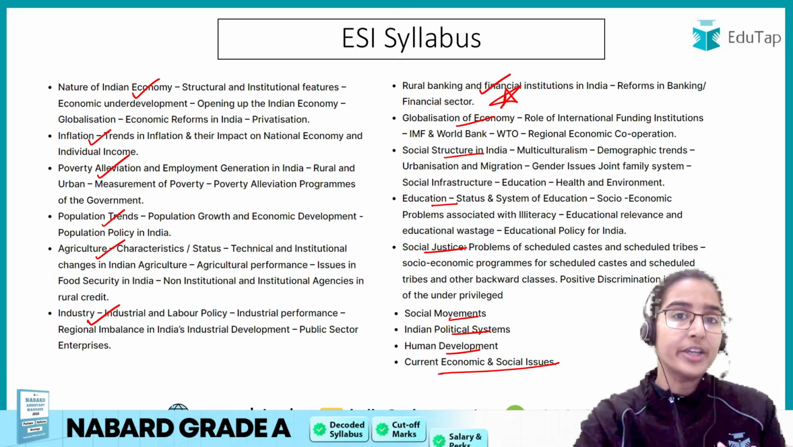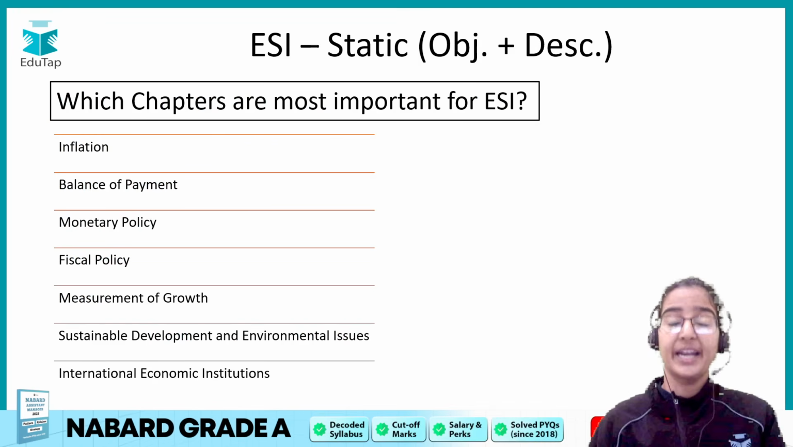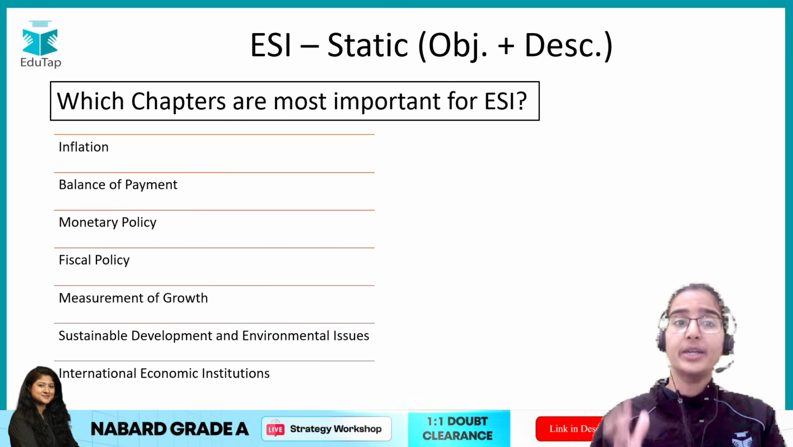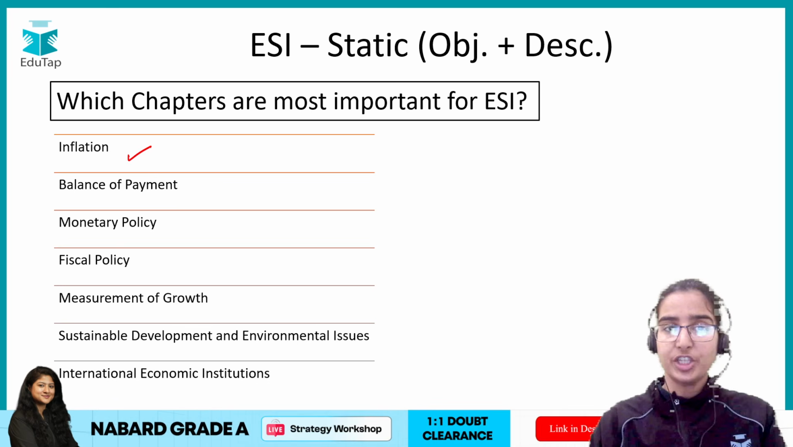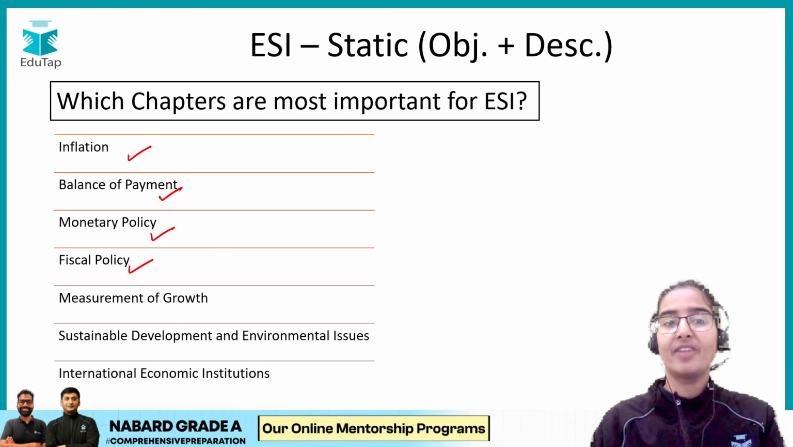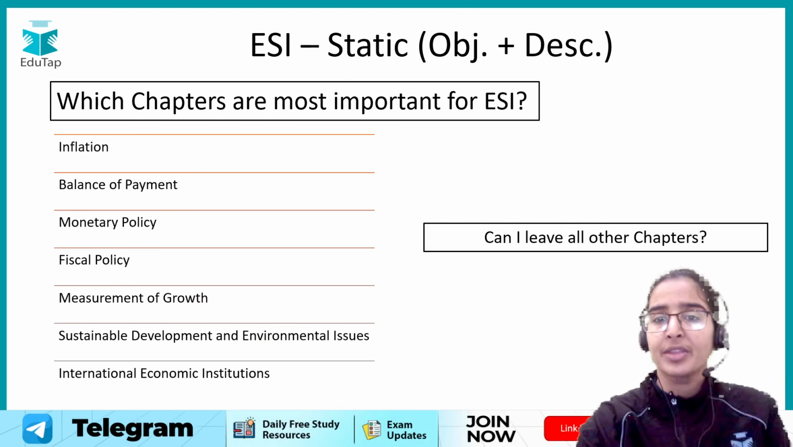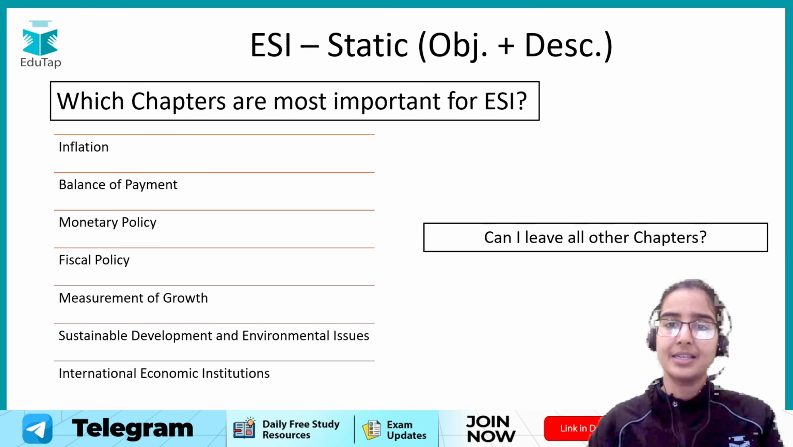Now, students, the question arises: can we rely on the most important chapters? And if so, what are those most important chapters for the ESI? The most important chapters are listed here. It includes inflation, balance of payment, monetary policy, fiscal policy, measurement of growth, sustainable development and environmental issues, and international economic institutions. Now, the question arises, can I leave all other chapters? My answer is a big no.